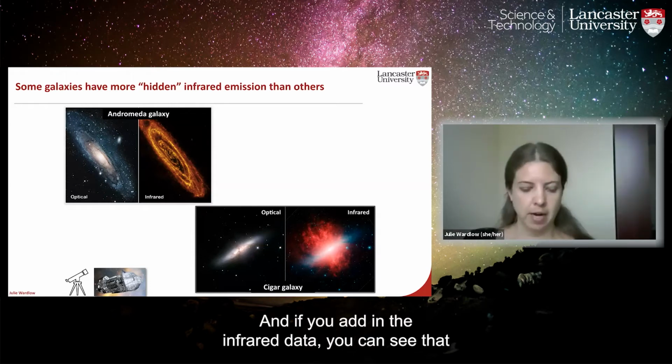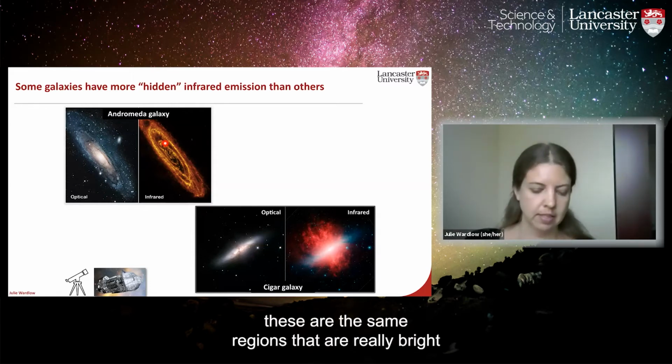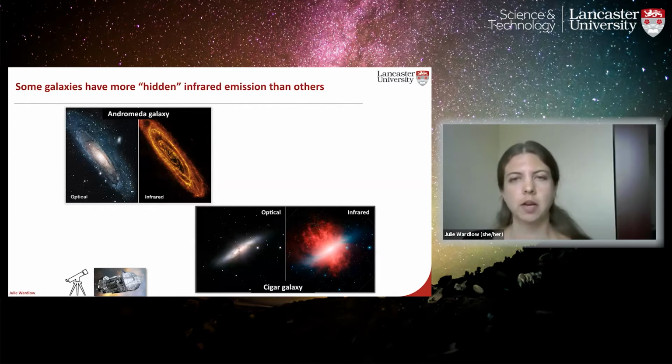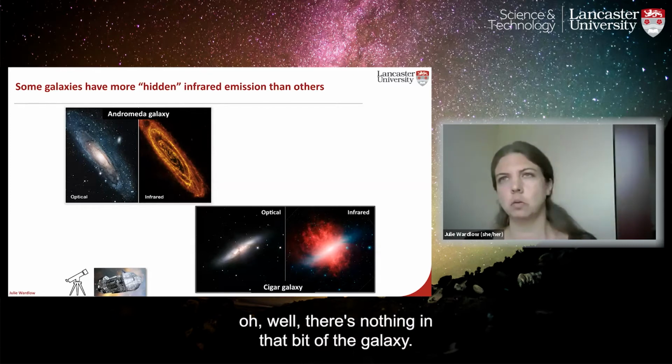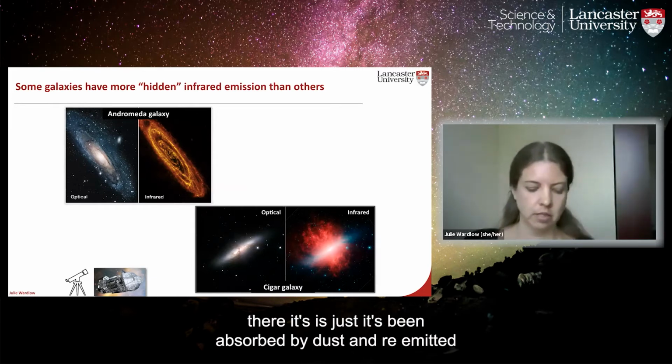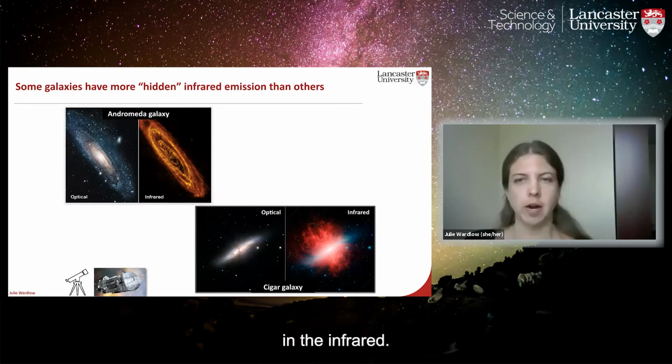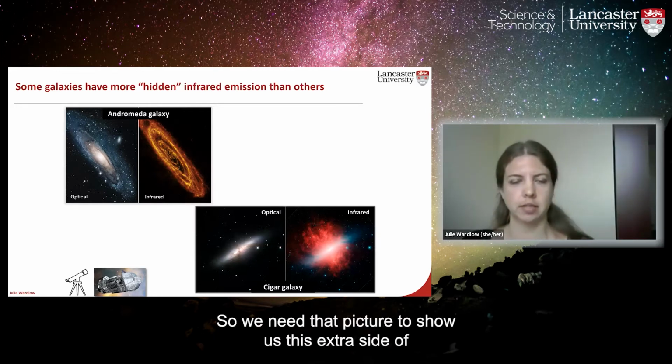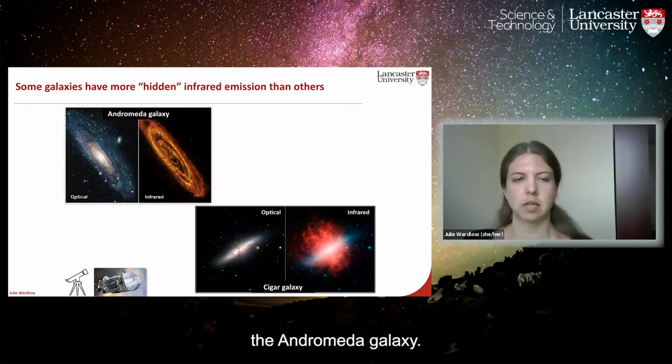And if you add in the infrared data, you can see that these are the same regions that are really bright in the infrared. So if you only had the optical, you might think, oh, well, there's nothing in that bit of the galaxy. The infrared tells you, oh no, there actually is something there. It's been absorbed by dust and re-emitted in the infrared. So we need that picture to show us this extra side of the Andromeda galaxy.